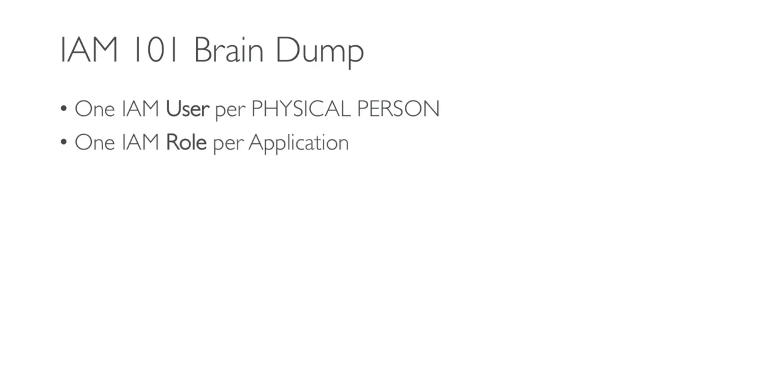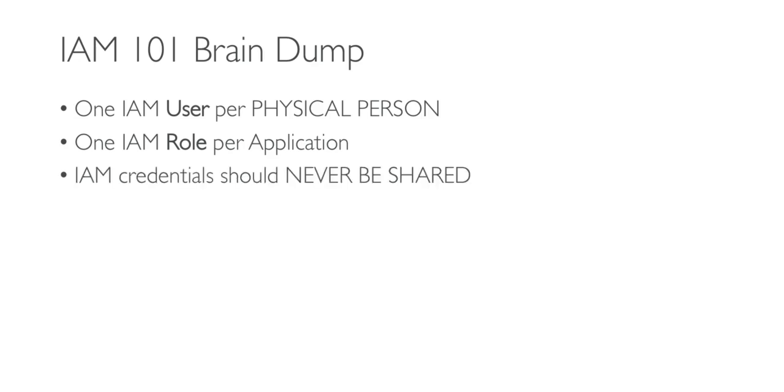So just a quick brain dump, and I'm going to feel like I'm your father right now, but I have to say it once because my conscience needs to be clear. One IAM user per physical person. You do not share an IAM user with anyone. Your account is your account and no one else's. One IAM role per application. Each application has its own life cycle, their own independence, and so you want one IAM role per application, nothing shared. Your IAM credentials should never be shared. Again, as I said, your IAM user and your credentials are your own. You never share them with anyone.